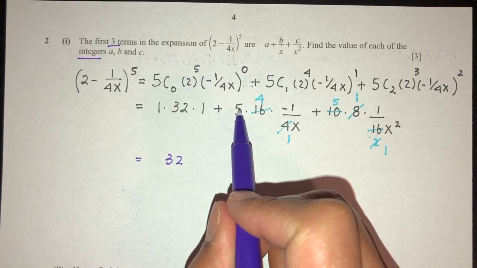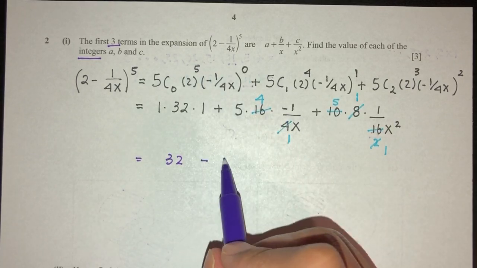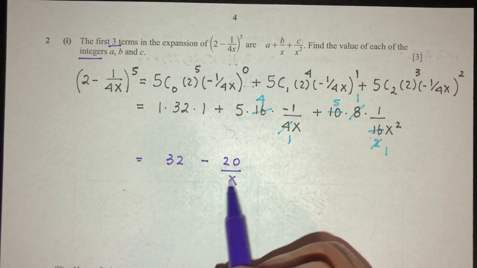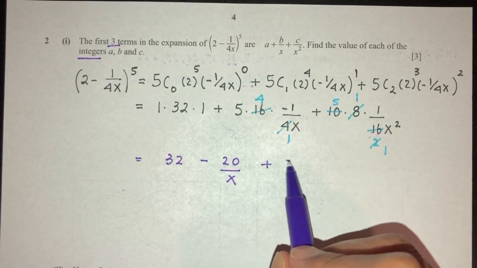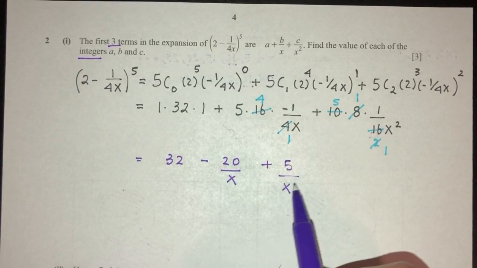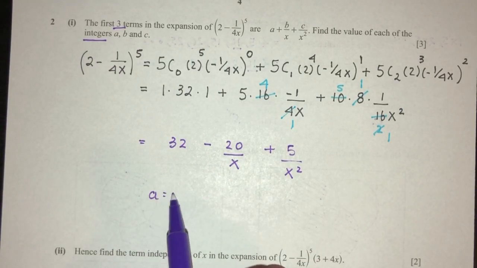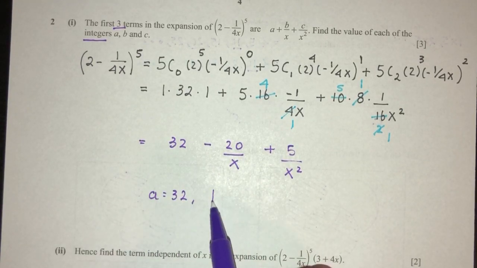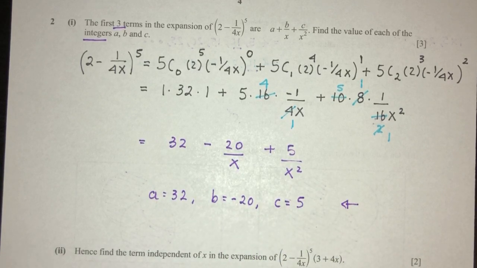So plus 5 times 4 is 20, times minus 1 is minus 20 over x. And here we have 5 times 1 is plus 5 over x squared. So if you want to compare, the value of a will be 32, the value of b will be minus 20, and the value of c will be 5. That is for part 1.